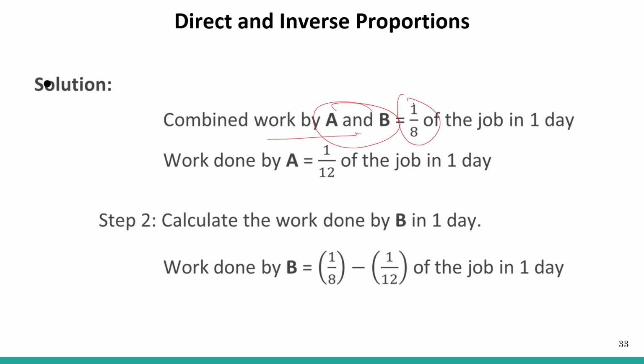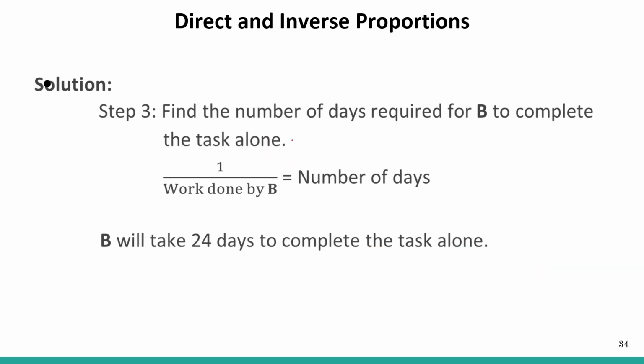So combined work done by A and B is equal to 1 by 8 of the job in 1 day, right? So work done by A is equal to 1 by 12th of the job in 1 day. So calculating the work done by B in 1 day. So work done by B is equal to 1 by 8 minus 1 by 12, that is equal to 1 by 24 of the job in 1 day.